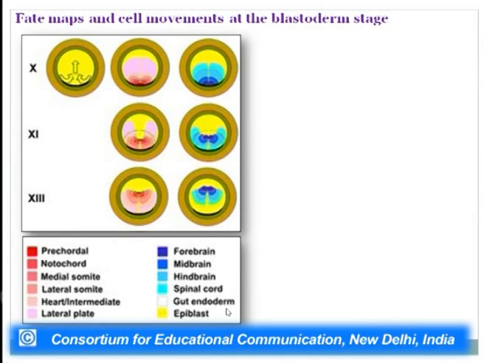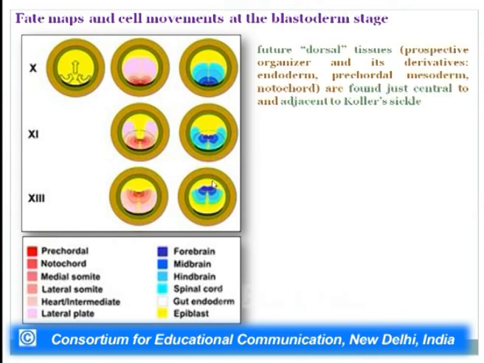The white portion is the gut endoderm, and the yellow one we have already talked about is basically the epiblast layer. The future dorsal tissues, which are basically the prospective organizer and its derivatives, the endodermal, precaudal, mesoderm and the notochord, are found just central to and adjacent to Koller's sickle. So, we have already seen that this is the posterior marginal zone, and this is where Koller's sickle was present. You can see that all this precaudal, notochord and the medial somite are present in the central portion at the 10th stage when the primitive streak had just started to form.